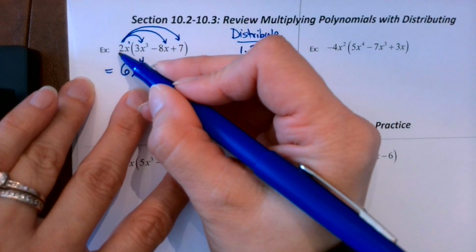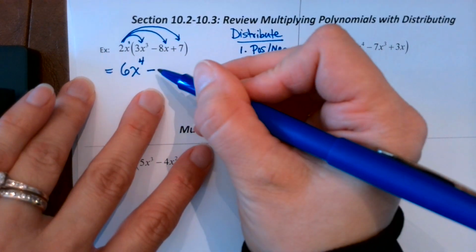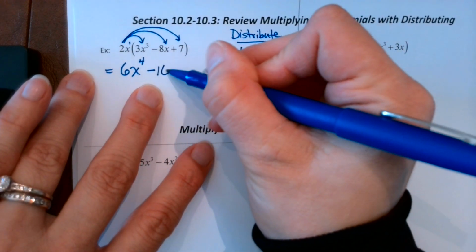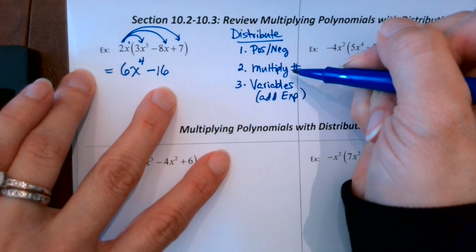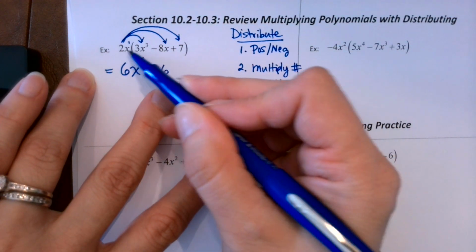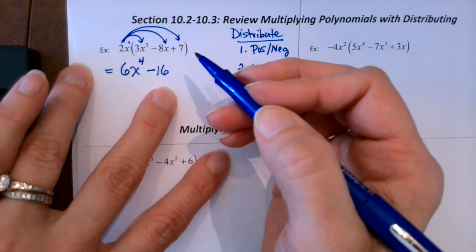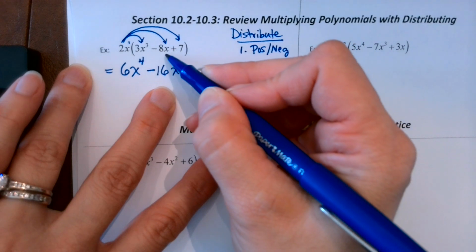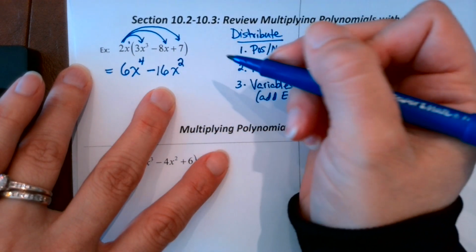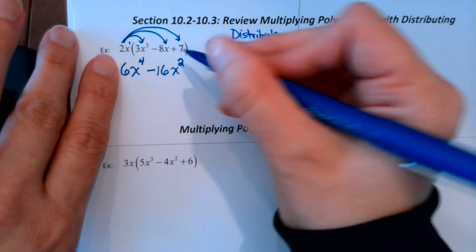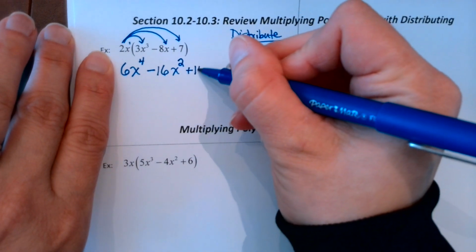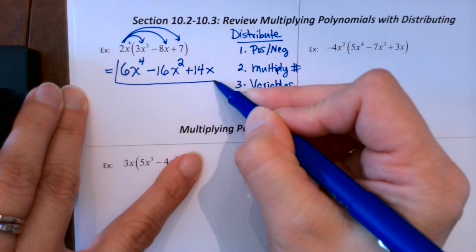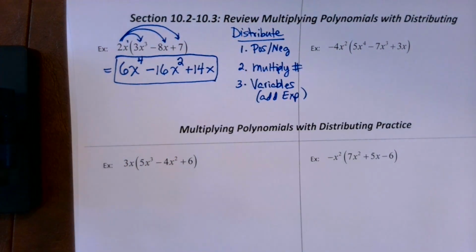Okay. Positive times negative is negative. 2 times 8 is 16. Multiply the numbers. Now I'm going to multiply x times x, but what you do is you add the exponents. So he has 1 x here times another x there. That's going to make x squared. Okay, and then finally, this is plus 14x. Okay, and that monomial has been distributed.